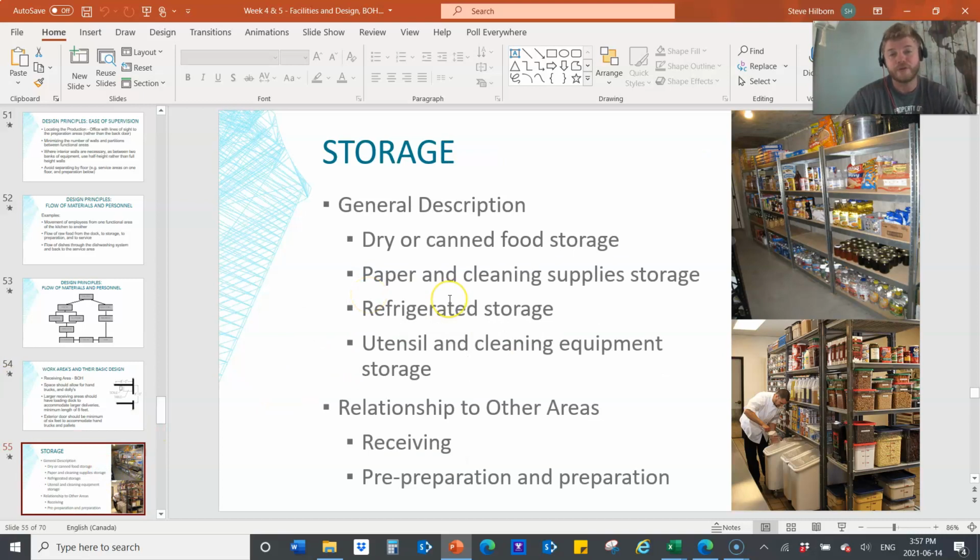And then we go into storage, which is a bunch of different options. We've looked at them a little bit already. There is dry and canned food storage. You would have paper and cleaning supplies storage. Now, one thing about chemicals is that chemicals do need to be stored in a separate container or in a lockable container away from food. You have your refrigerated storage, and then also maybe some of your utensil and other equipment storage.